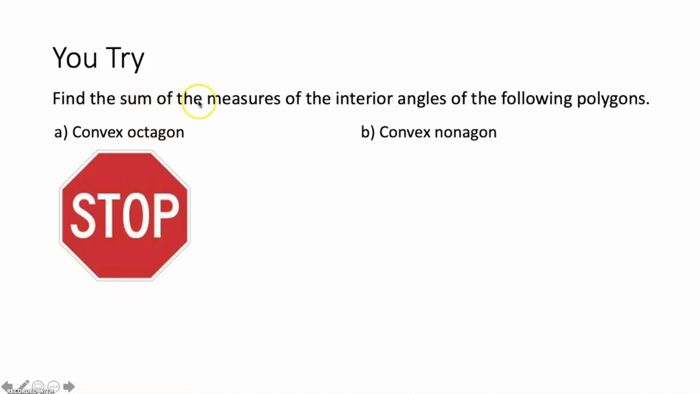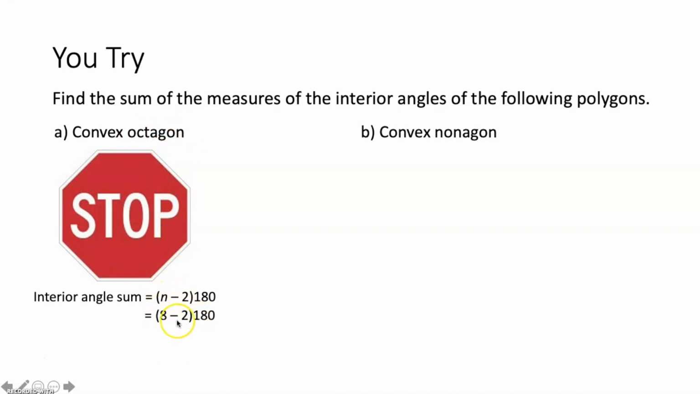Next, I want to find the sum of the measures of the interior angles. So I want to find all of the measures of the angles in here added together. So what does that equal? Well, if I use the Polygon Interior Angle Sum Theorem, I just have to use the formula (n minus 2), the quantity, times 180. What's n? n is the number of sides. So if we have an octagon, that would be an 8-sided figure. So I'm going to plug in 8 for n.